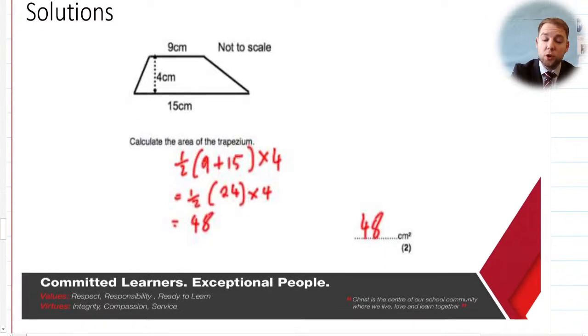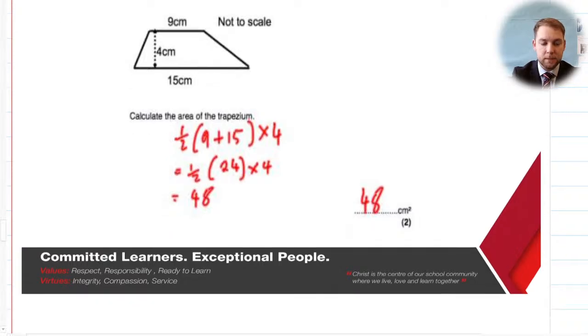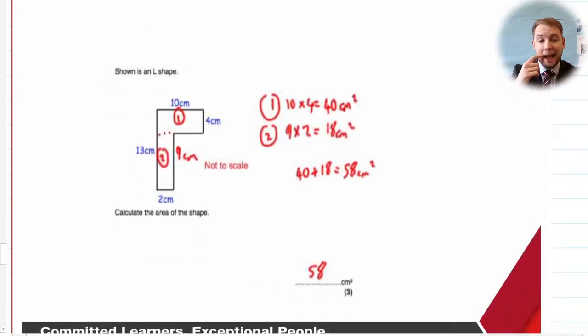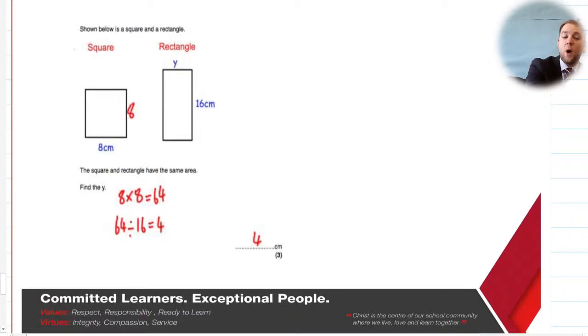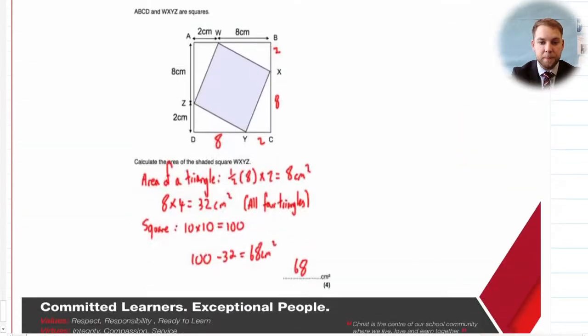The next one was one of those trapezium questions. A plus B divided by 2 times by H, and in this case it's equal to 48. Then we had an L shape where we have to split it up, and they split it up across this time, and the answer to that one was 58. And then my last one, so if that's a square, I know it's 8 times by 8. So I know that the area of these are both 64, and then to work out this last one, it's going to be 64 divided by 16, which is equal to 4.